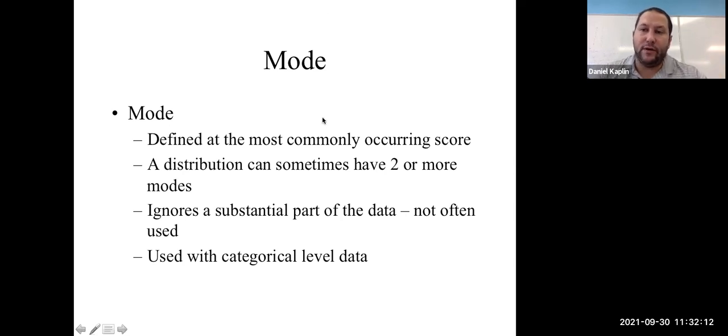I'm going to do another lesson on measures of variability. And instead of looking at how scores come together at a center point, as we talked about today, now we're going to start looking at the spread of scores. So that will happen in the next lesson.